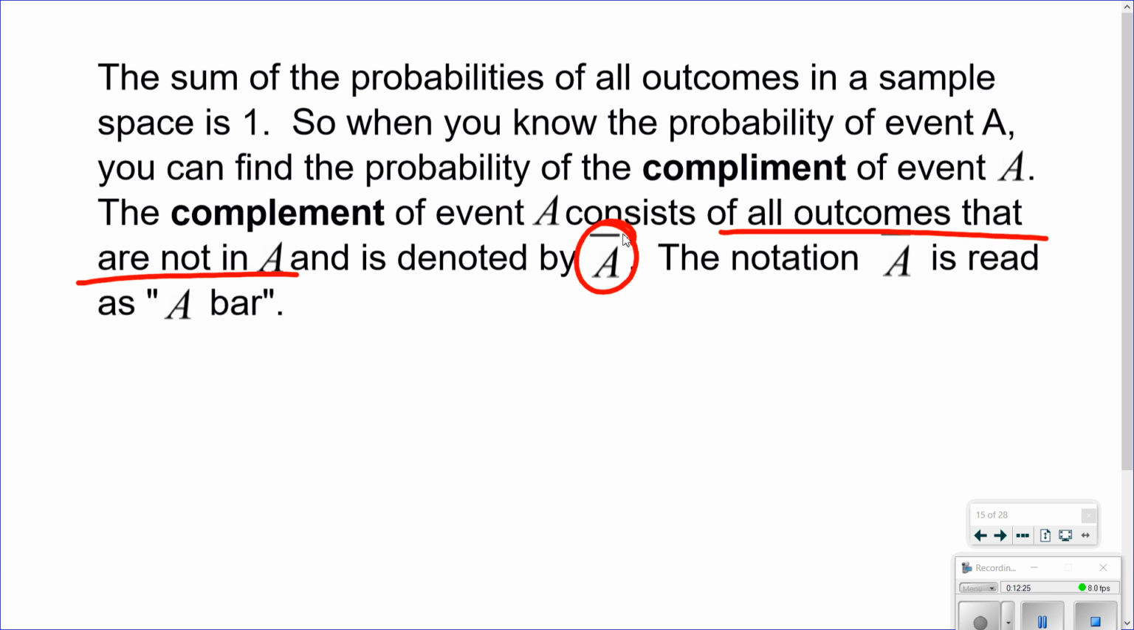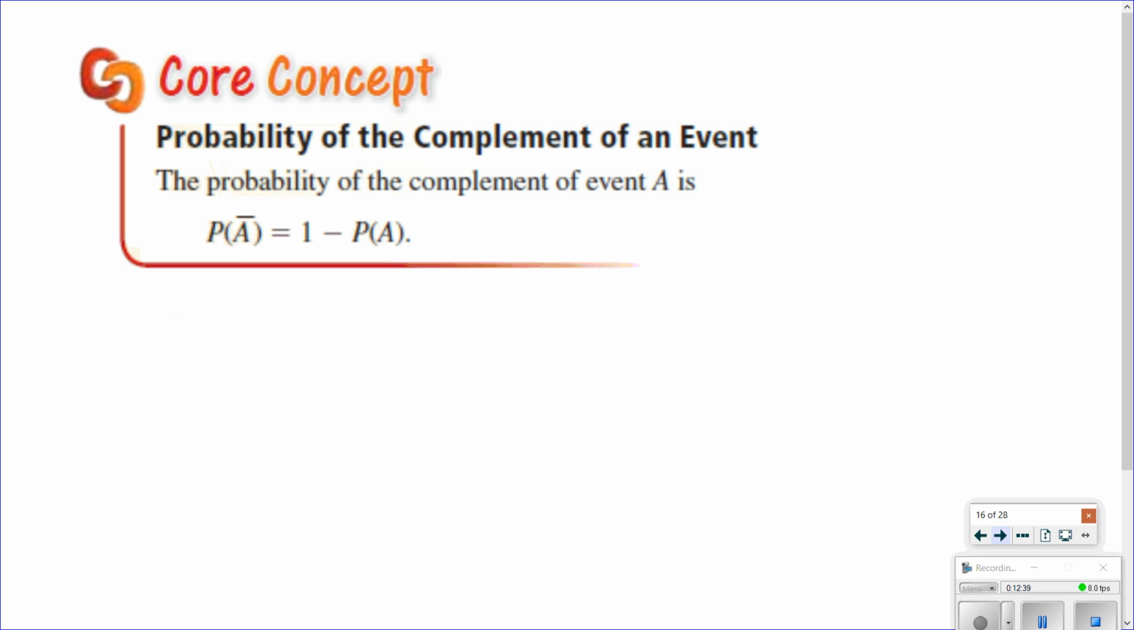So the complement of getting an even is getting an odd. I say, what's the complement of rolling a die and getting a 2? Well, the complement would be getting a 1, 3, 4, 5, or 6. Everything but a 2. Here's the formula. If you know a probability, because the probabilities have to add up to be 1, I can go 1 minus the probability of A, and that tells me the probability of the complement.